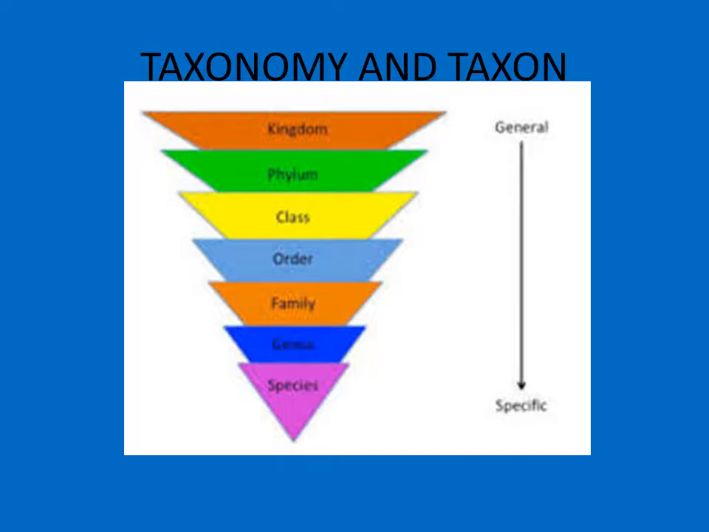Then next to genus, we have families. Next to families, we have another higher rank known as order, and next to order, we have classes, and next to classes, we have phylum in case of animals and division in case of plants. And the highest rank in the taxonomic hierarchy is given to kingdom. So at the lowest rank we have species, and at the highest rank we have kingdoms.